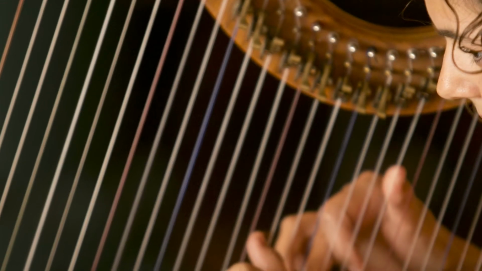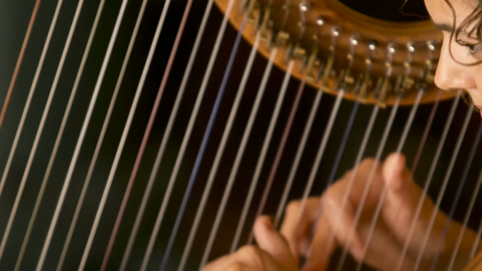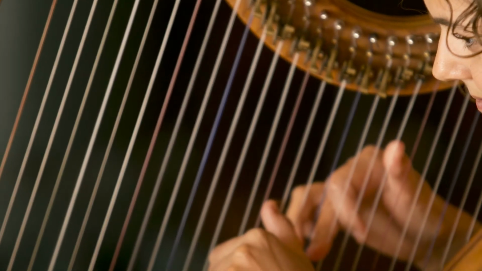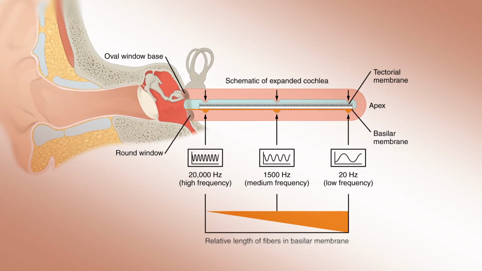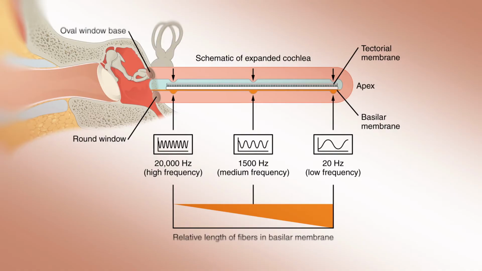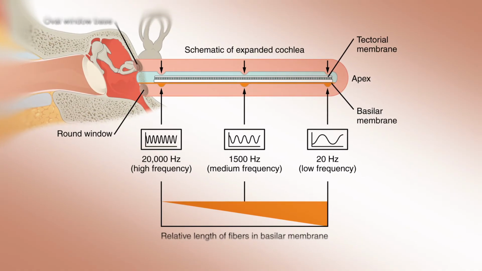Now, for example, if you can imagine a harp, and you would have a tuning fork, and you would strike a middle C on a tuning fork, what you would find is that a middle C on the harp would vibrate in resonance with the tuning fork. Well, that's exactly what happens with your basilar membrane. The hairs on your basilar membrane vibrate in resonance with the frequency and amplitude of all the sounds coming into your inner ear.